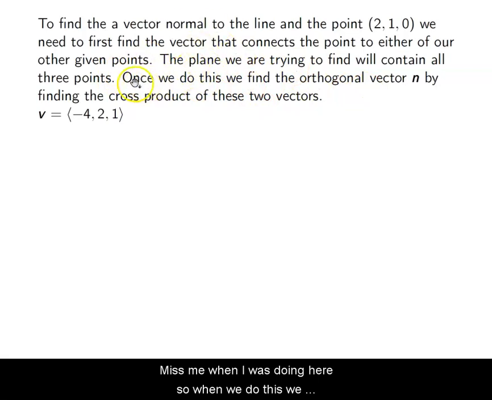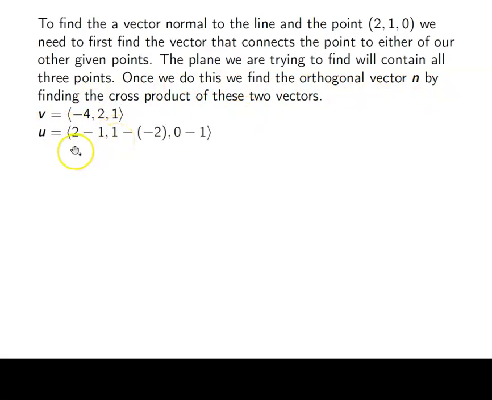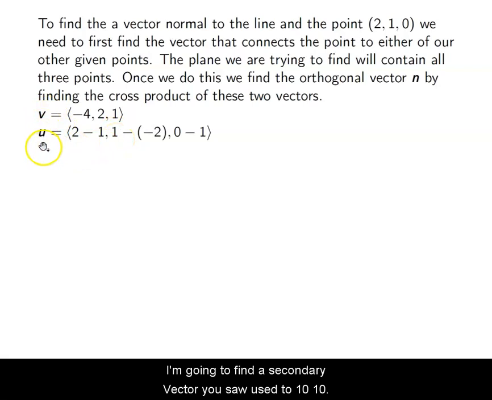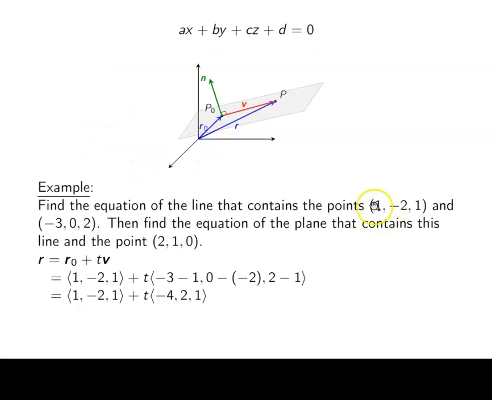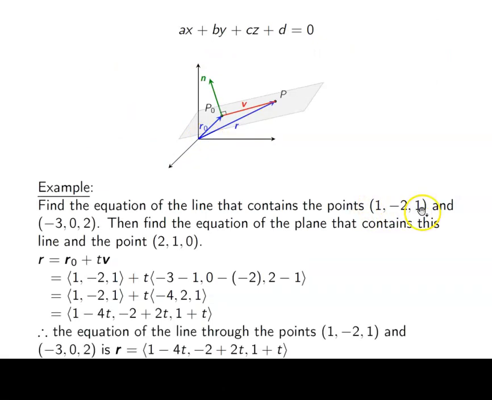Okay, so that's basically me explaining what I was doing here. Once we do this, we find an orthogonal vector n by finding the cross product. I already have one vector in my plane, which is -4, 2, 1. I'm going to find a secondary vector u, so I'll use 2, 1, 0 and my initial point, which is 1, negative 2, 1, sorry.